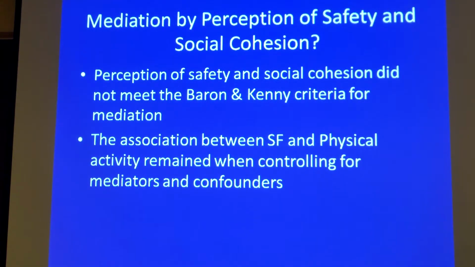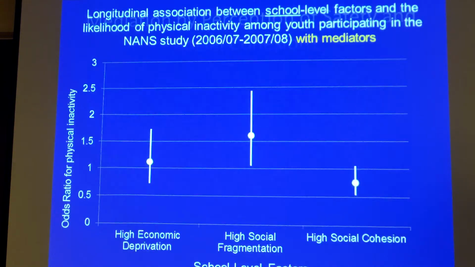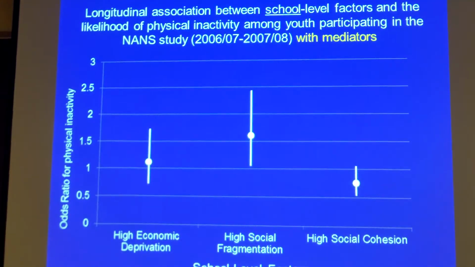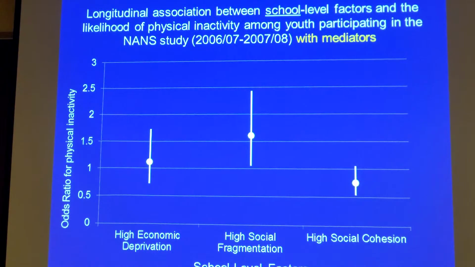So was there evidence of safety and social cohesion being mediators between social fragmentation and physical activity? And I found none again. For example, when I put them all in the model, you still get the same estimate of high social fragmentation.